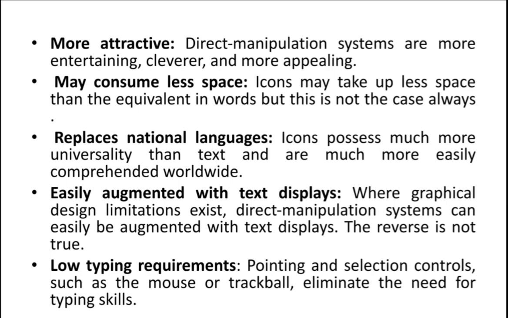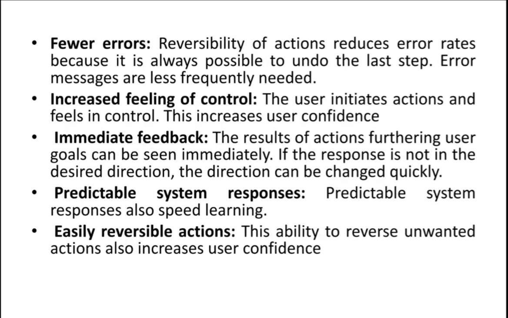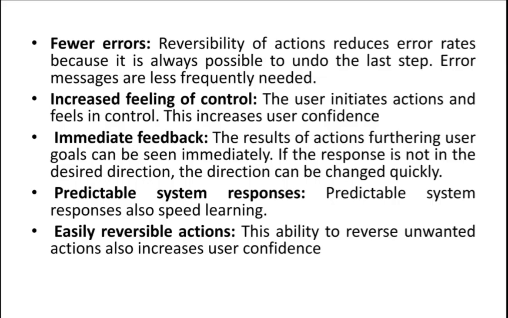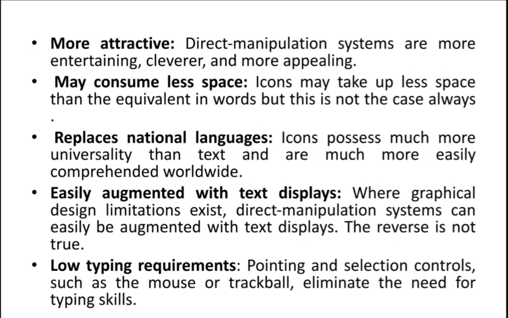And also it may consume less space. Icons may take up less space than the equivalent in words, obviously, right guys? So if you have small images, small icons, you can see. If you want to tell this in text format, definitely you have to write one line of text or two to three lines of text, saying it is a message opening app. But instead of text, if you use a simple small icon, it is going to consume very less space. Instead of text, you can use these diagrams. That's why that is another advantage. It may consume less space.